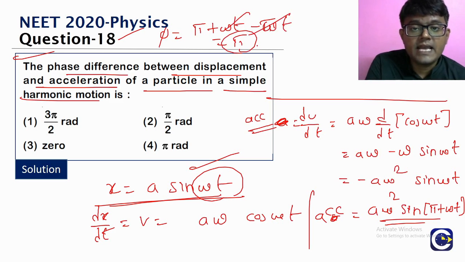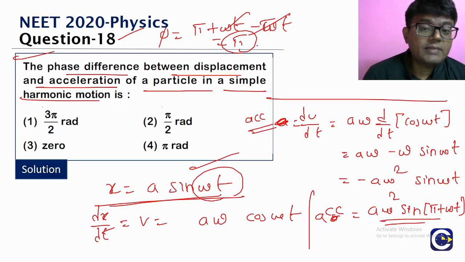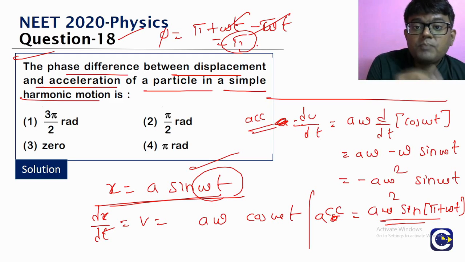If you remember the standard equation of the displacement, we take it as X is equal to A sin omega t or X is equal to A cos omega t. Take the first time derivative, we get the velocity function. Second time derivative, we get acceleration. Now acceleration comes as minus A omega square sin omega t. So we are trying to convert this into just the sine form. Sine of pi plus theta is minus sine theta. So we write minus sine omega t as sine of pi plus omega t.